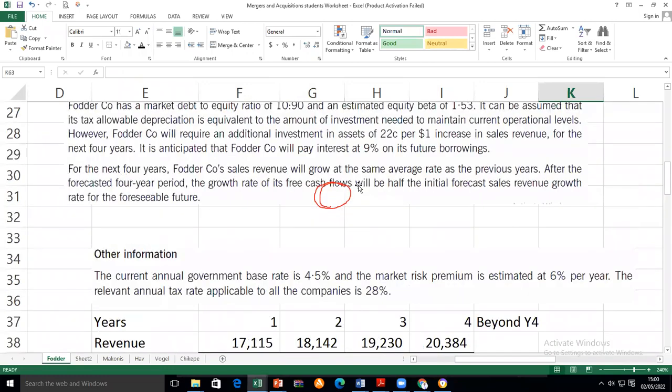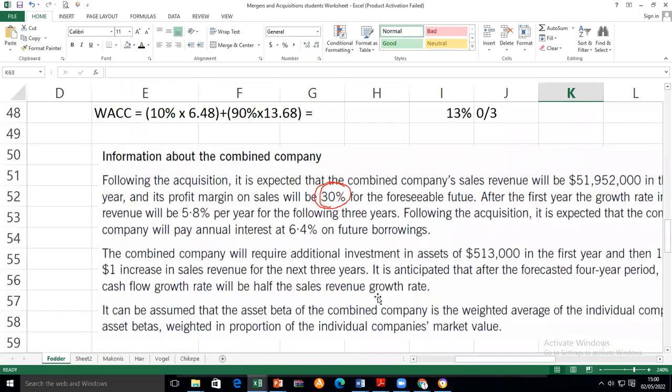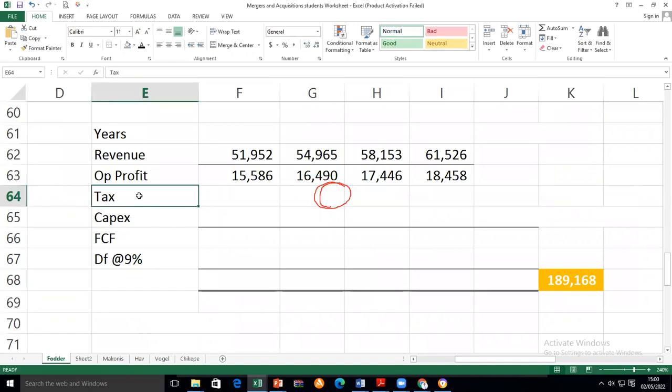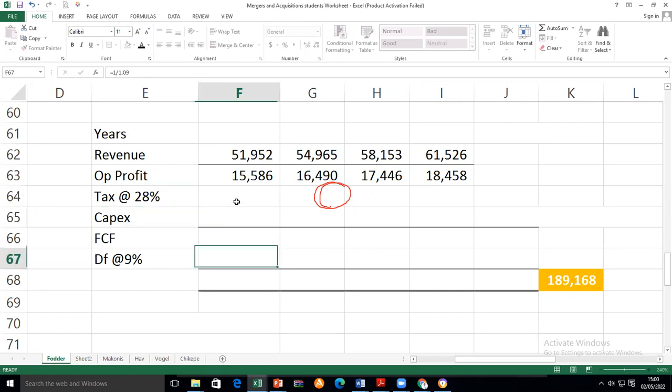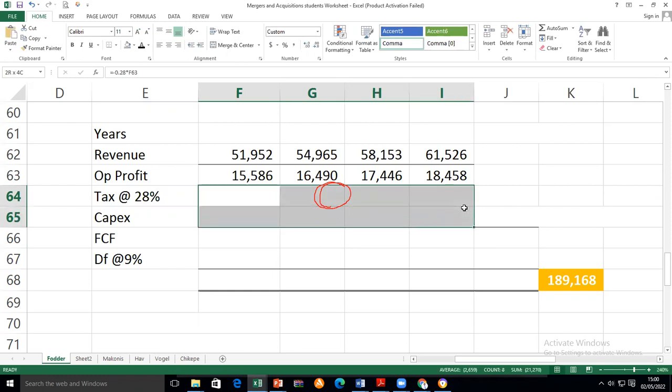Coming to the tax, we had established a tax, so the tax is 28%. Let me just indicate in my worksheet. That's a tax at 28%. I hope we have people out there who have set up their worksheets.